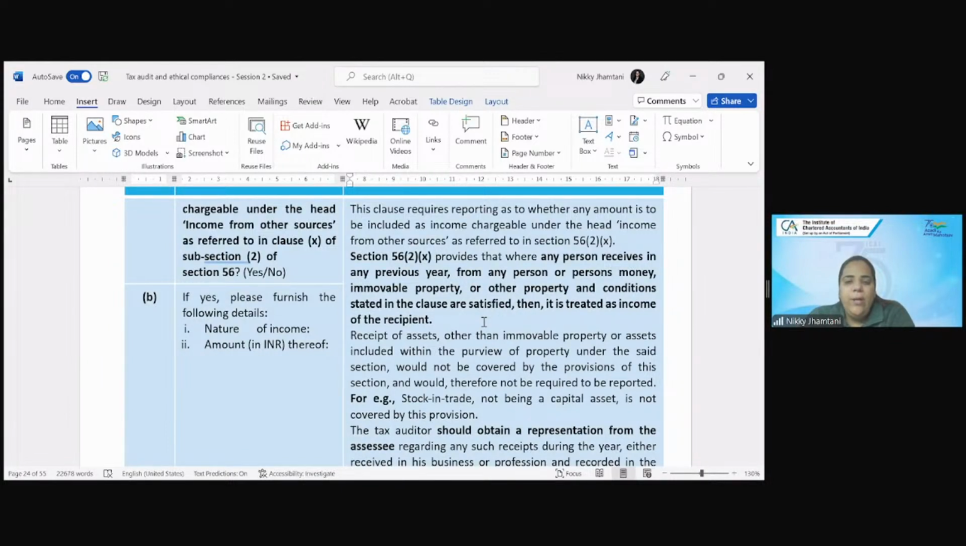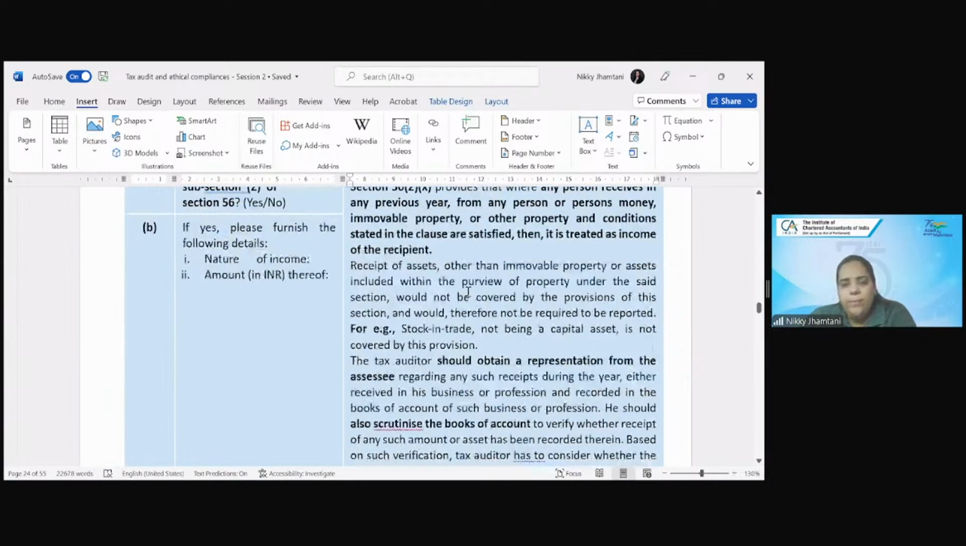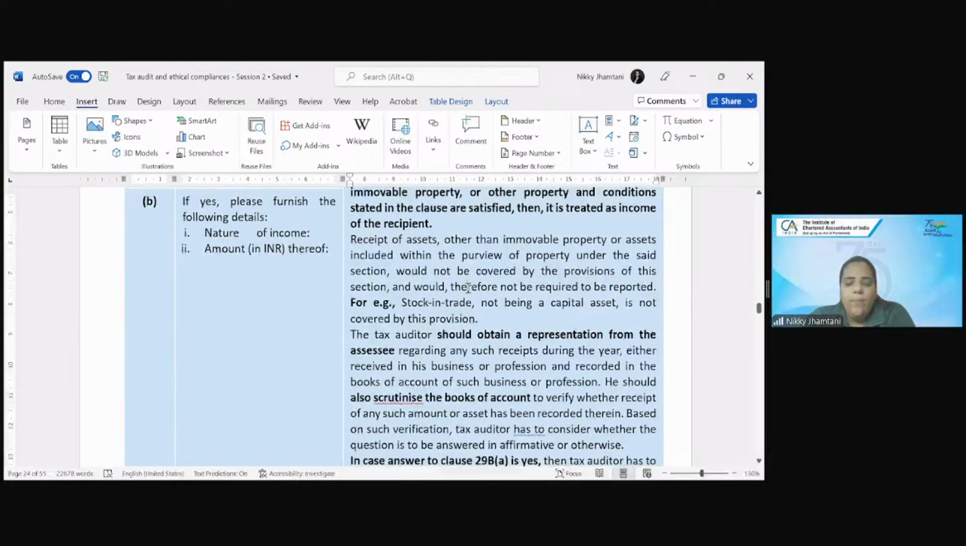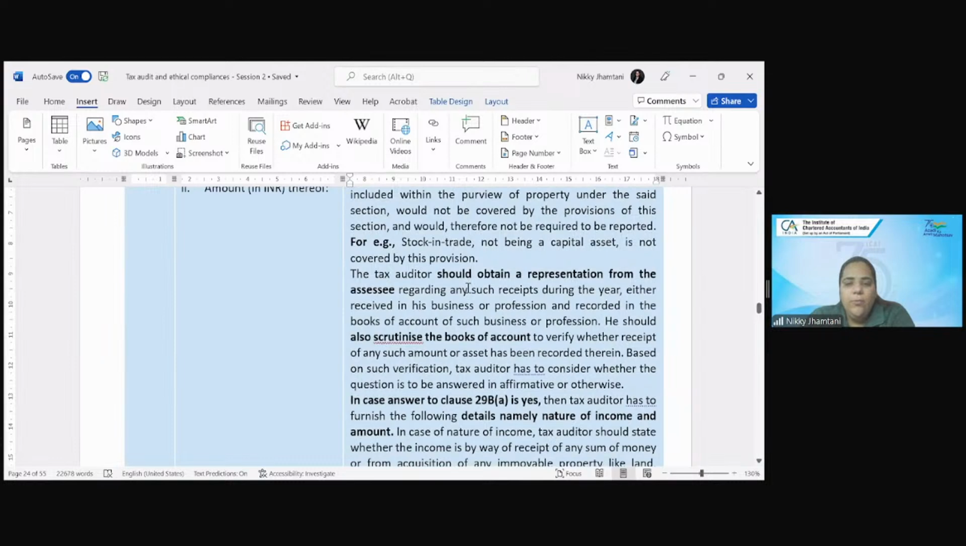Section 56(2)(x) provides that where any person receives in any previous year from any person or persons money, immovable property, or other property and conditions stated in the clause are satisfied, then it is treated as income of the recipient. Receipt of assets other than immovable property or assets included within the purview of property under said section would not be covered by the provisions of this section and would therefore not be required to be reported. For example, stock in trade not being a capital asset is not covered by this provision.